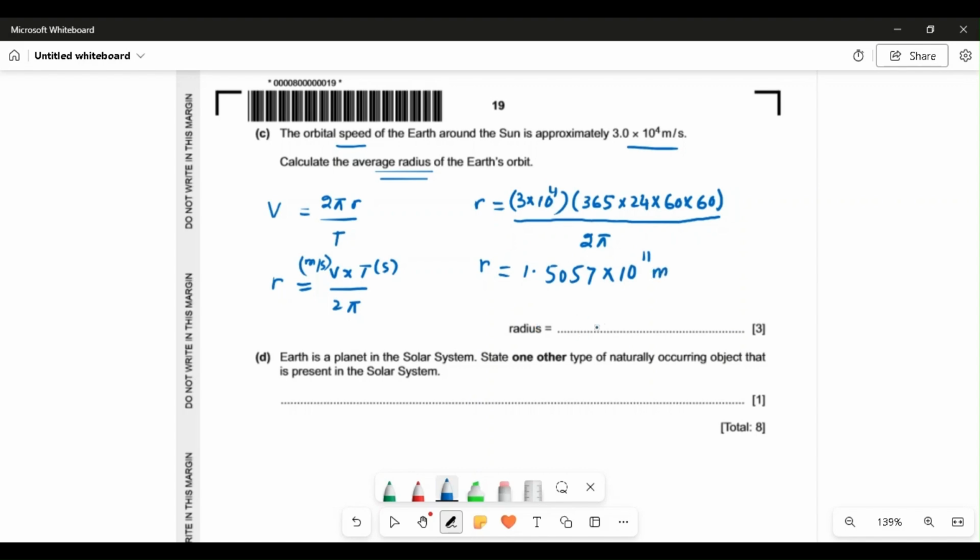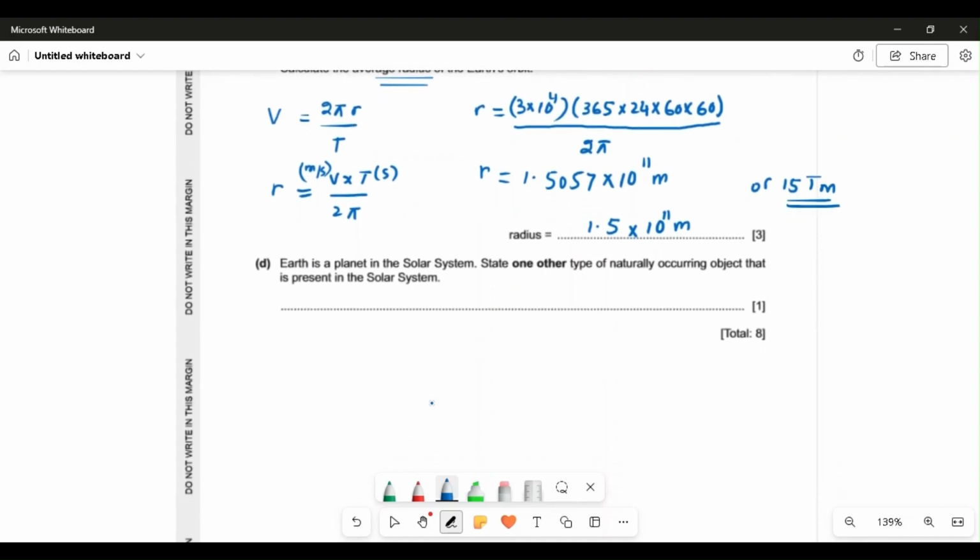So here I would like to convert it into two significant figures, 1.5 times 10 to the power 11 meters. I can also write it as 15 times 10 to the power 12, that may be terameters, we can also say that. So it can also be 15 terameters, but it's better to keep it in meters.